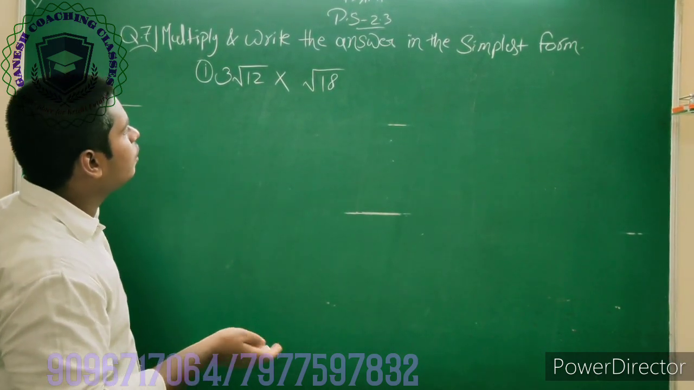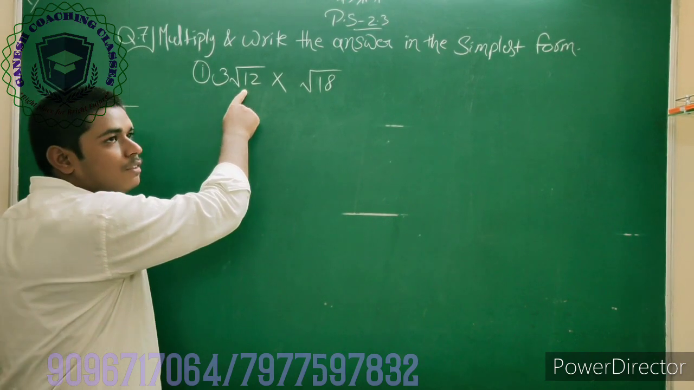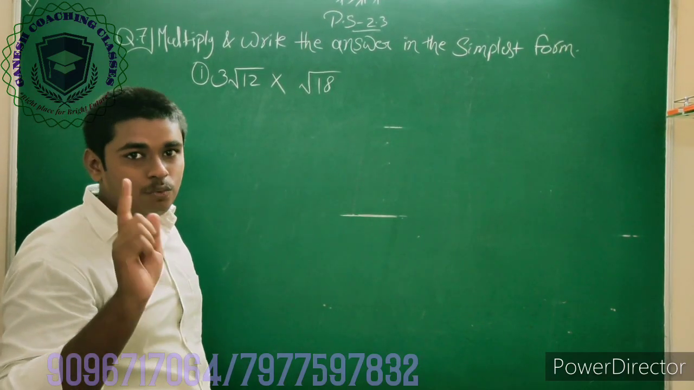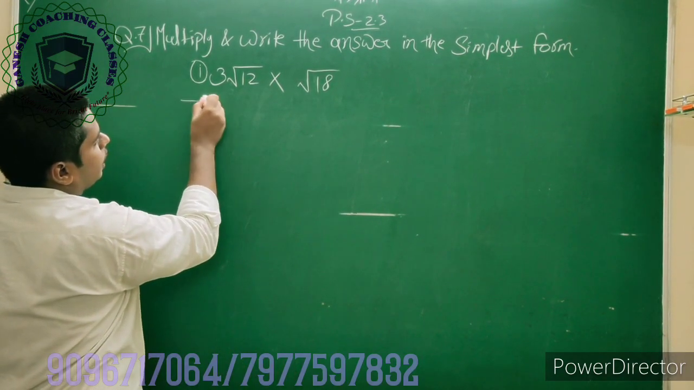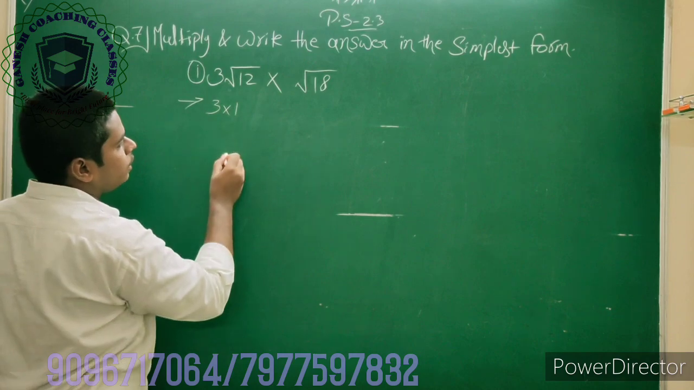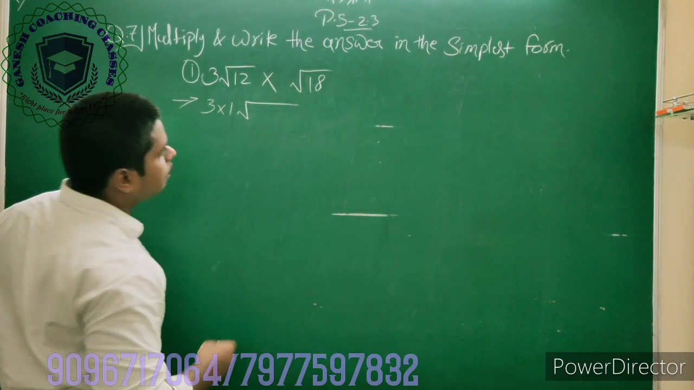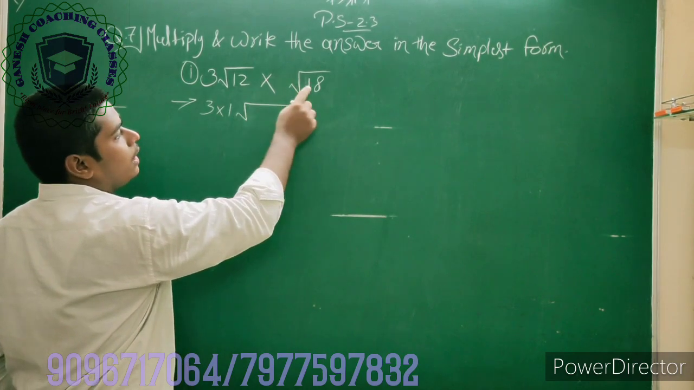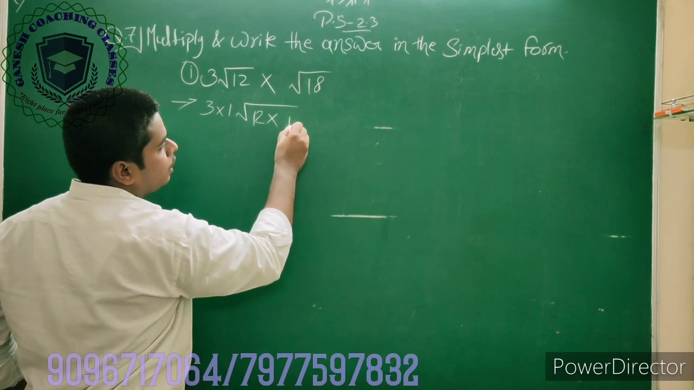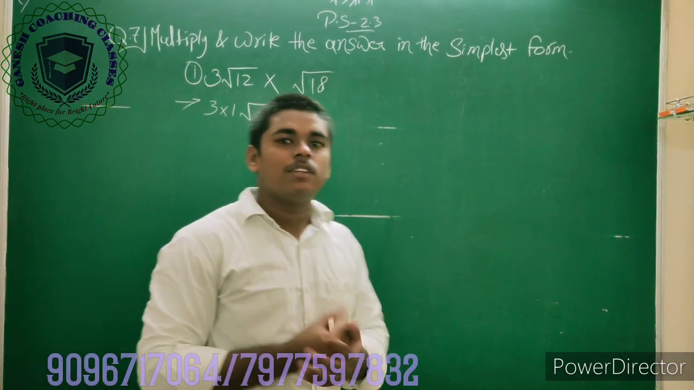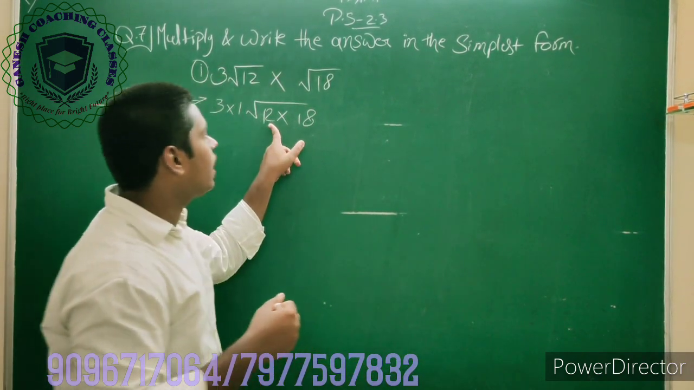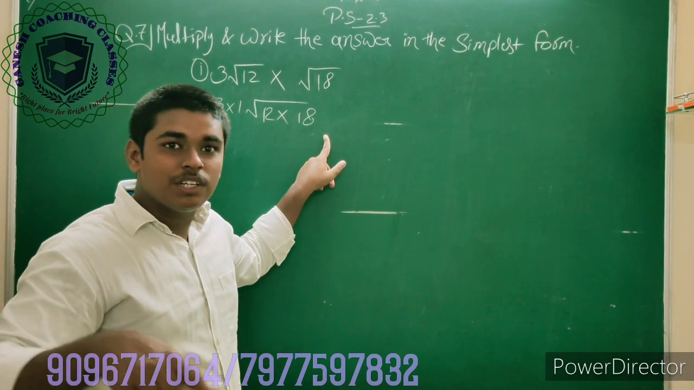Tell me, what is the coefficient of the first set? That is 3. The coefficient of the second set is not given, so we assume it is 1. So we multiply 3 into 1, and the radicand is 12 and 18, so we have to multiply these radicands also, 12 into 18. But here one condition is there: we have to multiply prime factors.